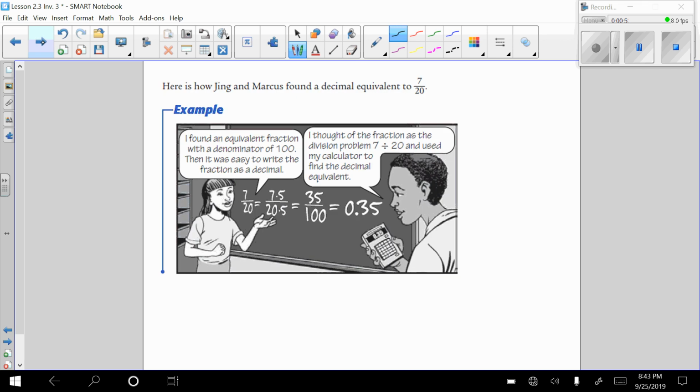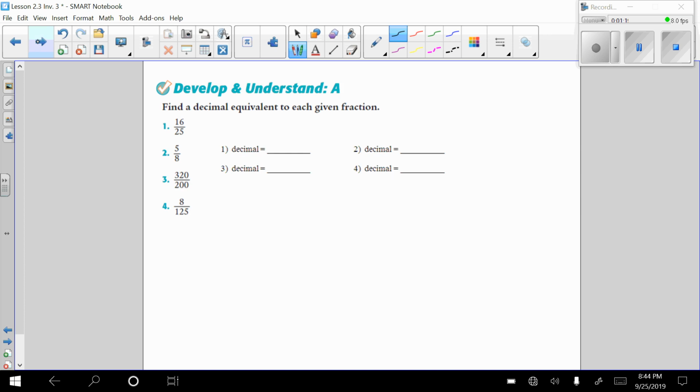Here's an example of two students trying to do so. One is trying to figure it out without a calculator by getting the denominator to be 100, and the other is using their calculator. Both methods are correct. One just takes a little more time. But if we can ever get a fraction to 100, we know exactly how to change that to a decimal, that the decimal there has to be 2 digits after the decimal point.